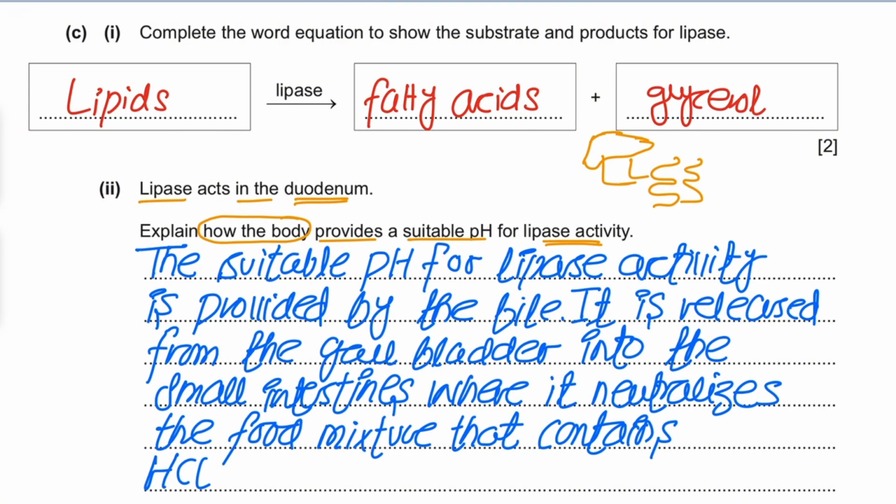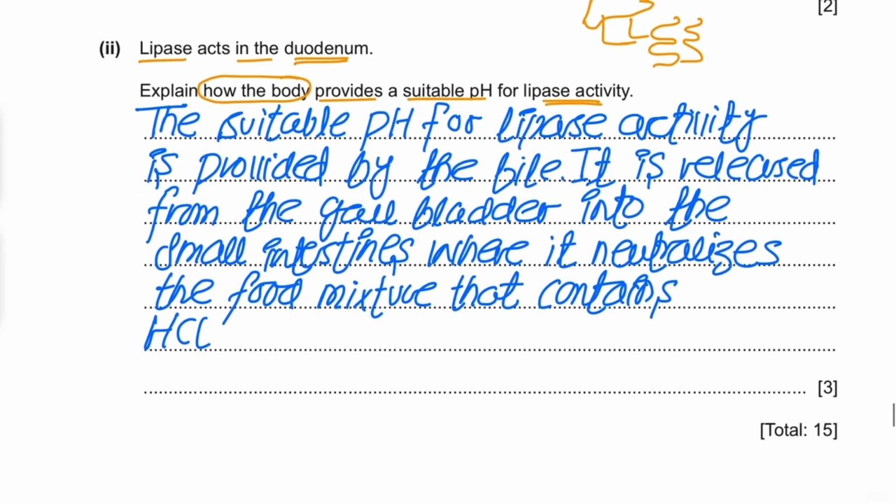So for 3 marks, your answer would be that the suitable pH for the lipase activity is provided by the bile, and this comes from the liver, or this actually initially gets released out of the liver, and then it would be stored in the gallbladder. So that is why I have written that this bile has come from the gallbladder into the small intestine. And once this arrives in the duodenum of the small intestine, it would neutralize the food mixture that has come from the stomach having hydrochloric acid in it, and when the bile neutralizes the hydrochloric acid, the pH of the intestinal lumen would become alkaline and it would suit the activity of the lipase enzyme.